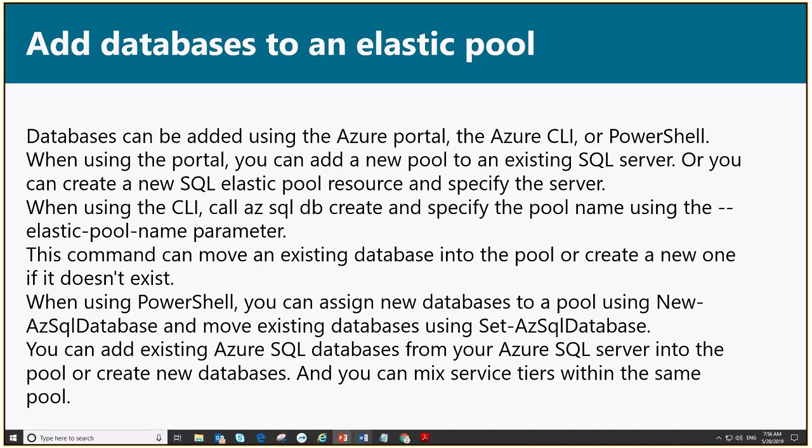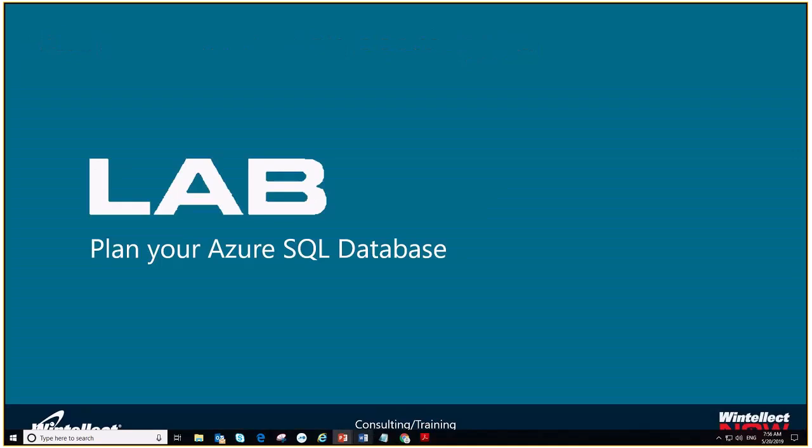So we're going to use PowerShell to assign new databases to the pool, and we can create a new database, or you can add existing databases as well. You can mix the service tiers within the same pool. So pools are based on the databases; the pricing tier is based on the database, not on the pool itself.